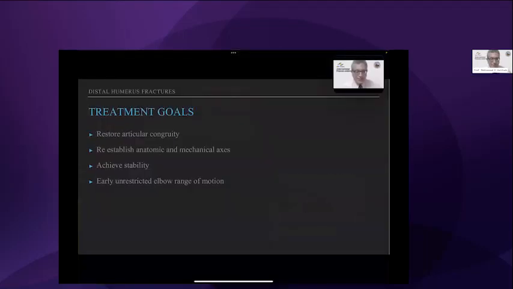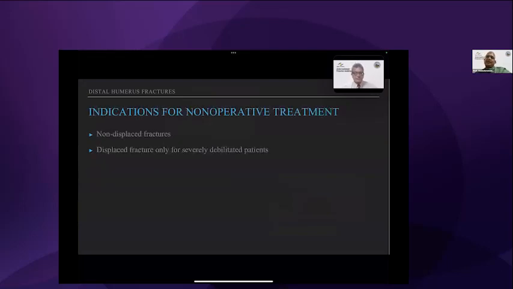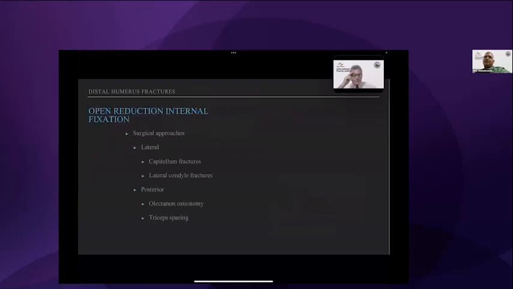Yes, sir. Our treatment goal should be restoring the articular congruity, re-establishing the anatomic and mechanical axis, and achieving stability so that you can allow unrestricted elbow range of motion almost immediately. Non-operative treatment is only for non-displaced fractures, and for comminuted fractures in severely debilitated patients who are not fit for surgery.